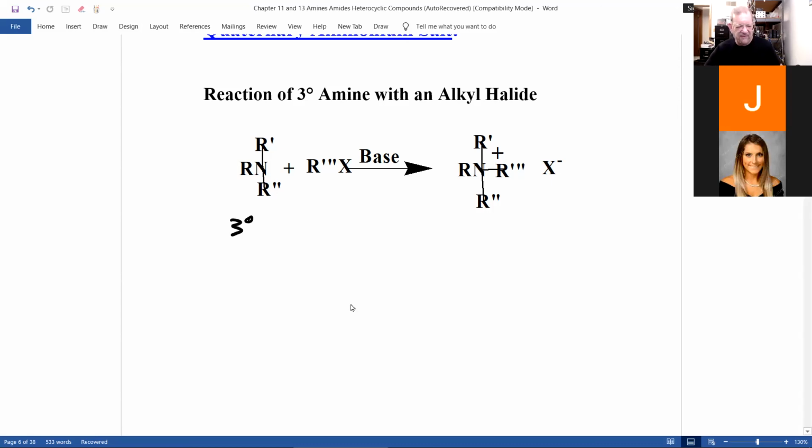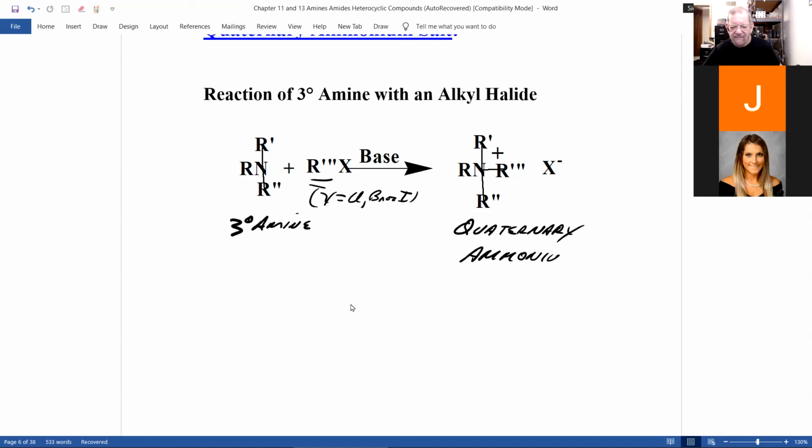a tertiary amine reacts with an alkyl halide. X here is chlorine, bromine, or iodine. And this makes a quaternary ammonium salt. And a quaternary ammonium salt has that structure. And let's look how you make it.